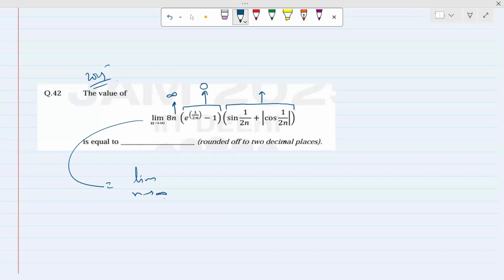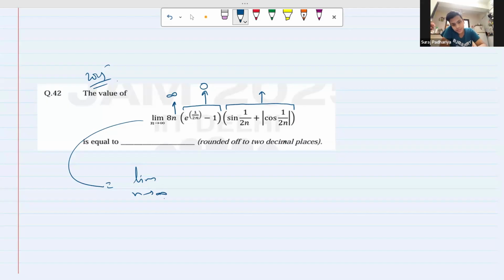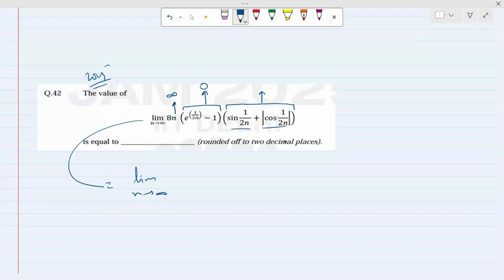Good. What about the third one? The other limit is bounded, actually. Sine function and cos function are bounded. So this is bounded and this is also bounded. But where do they go? Sine goes to 0 and cosine goes to 1. So their addition goes to 1.